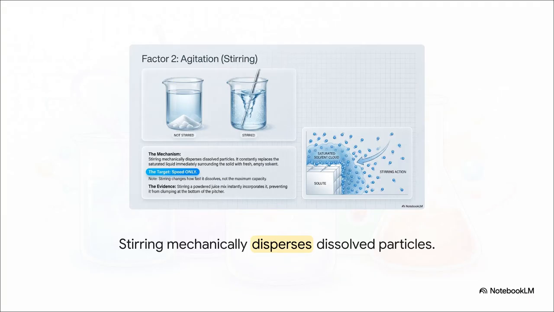Our very first accelerator is agitation. Imagine a solid sitting unstirred in a liquid. What happens is it creates this heavily saturated solvent cloud immediately surrounding it, literally blocking fresh water from getting in. Stirring mechanically disperses those dissolved particles. It constantly replaces that saturated cloud with fresh solvent. But remember, this strictly changes the speed, not the absolute maximum capacity.